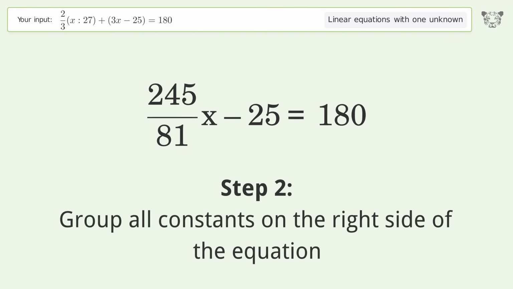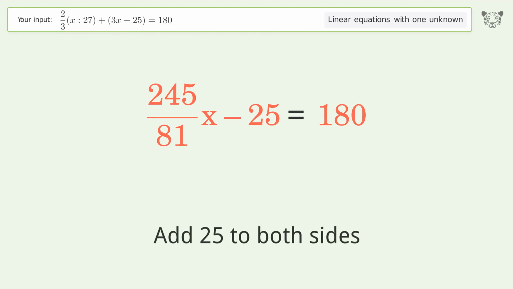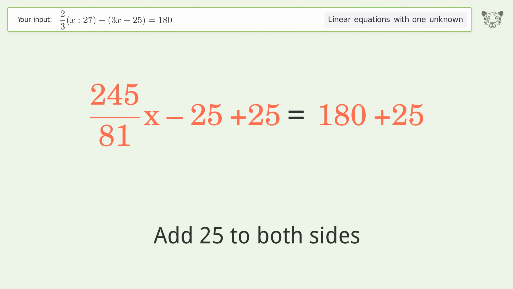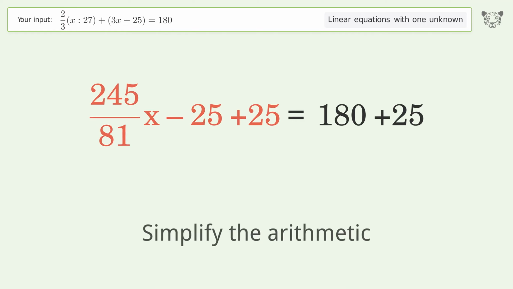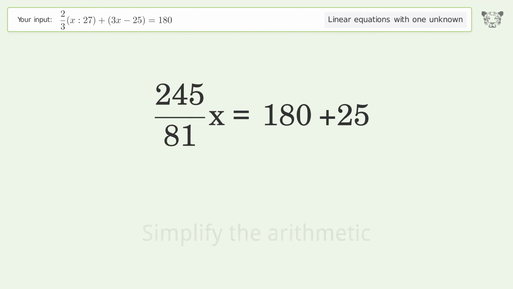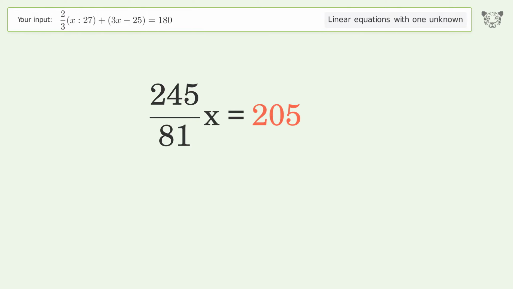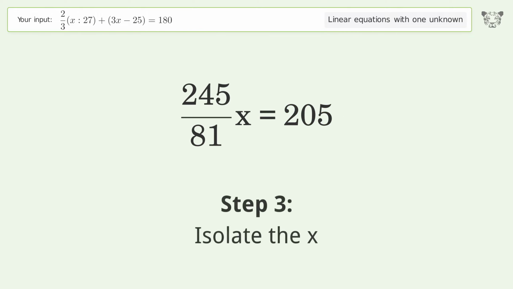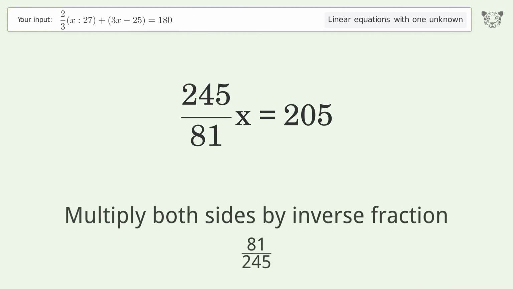Group all constants on the right side of the equation. Add 25 to both sides. Simplify the arithmetic. Isolate the x. Multiply both sides by inverse fraction 81 over 245.